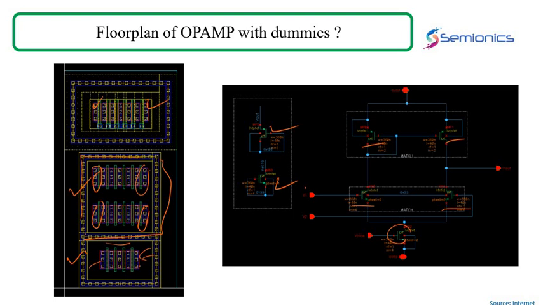One thing you need to keep in mind is whenever you're doing a floor plan, keep the transistors in such a way that you would be able to draw straight connections. The routings should be symmetrical. Let's see how that is done.